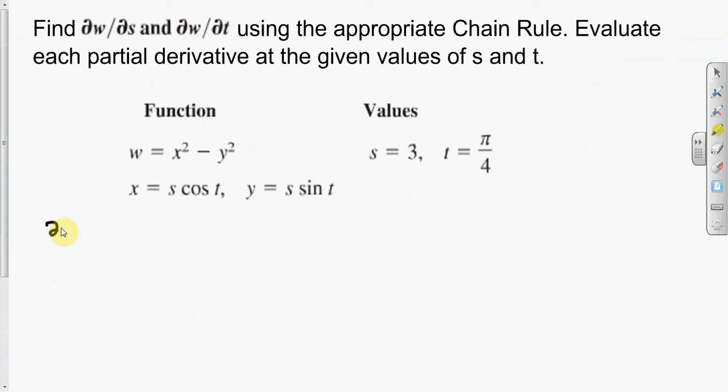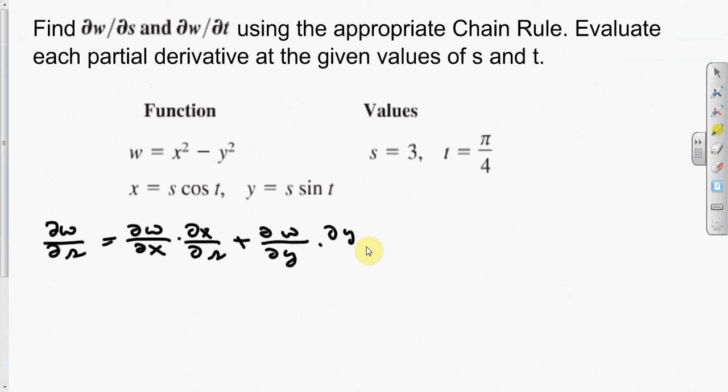So we find first the partial of w with respect to s. This is the partial of w with respect to x times the partial of x with respect to s plus the partial of w with respect to y times the partial of y with respect to s. If w consisted of a function of x, y, and z, then you would say plus the partial of w with respect to z times the partial of z with respect to s.